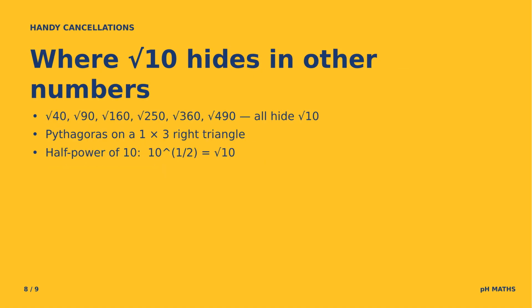Where root 10 hides: anywhere you see root 40, root 90, root 160, root 250, root 360, root 490. That's a hidden root 10. Pythagoras on a 1 by 3 rectangle. Half power of 10: 10 to the 1/2 is root 10. And any surd where the radicand is 10 times a perfect square. Root 90 is root 9 times 10, which simplifies to 3 root 10.